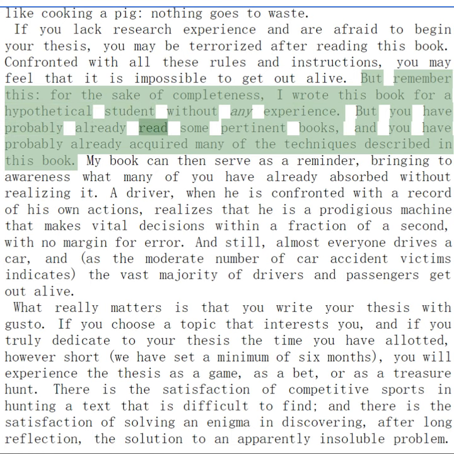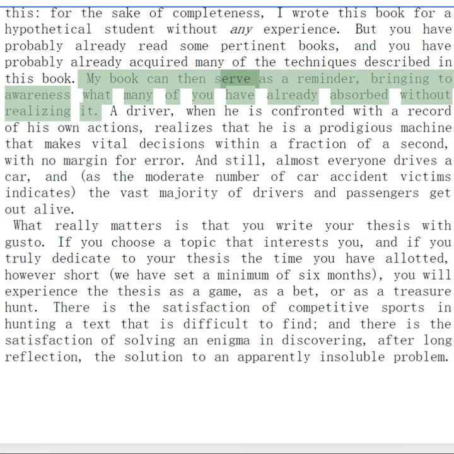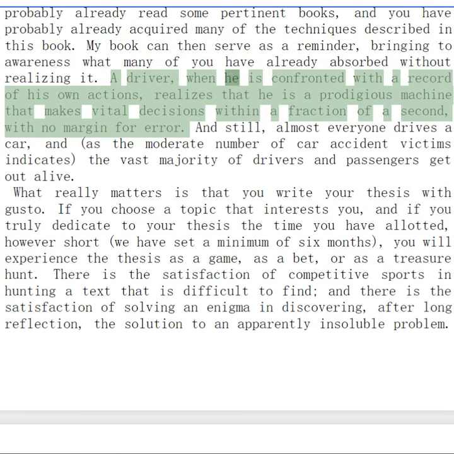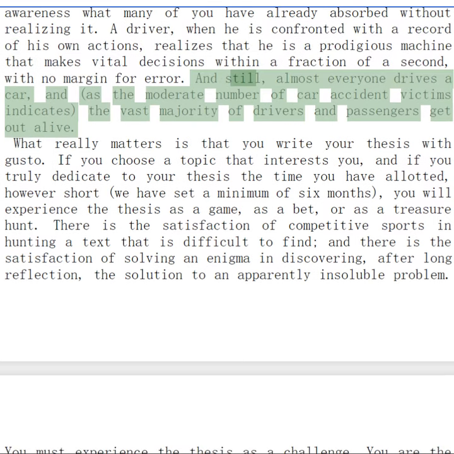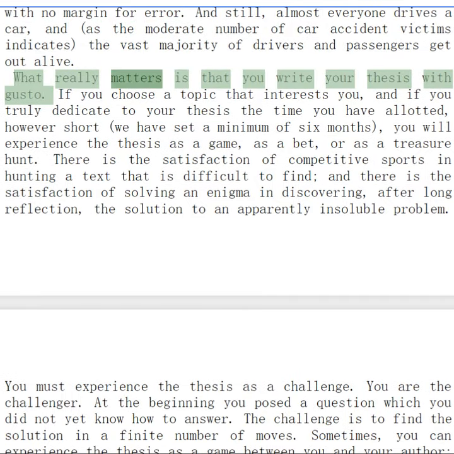But you have probably already read some pertinent books, and you have probably already acquired many of the techniques described in this book. My book can then serve as a reminder, bringing to awareness what many of you have already absorbed without realizing it. A driver, when he is confronted with a record of his own actions, realizes that he is a prodigious machine that makes vital decisions within a fraction of a second, with no margin for error. And still, almost everyone drives a car, and the vast majority of drivers and passengers get out alive. What really matters is that you write your thesis with gusto.